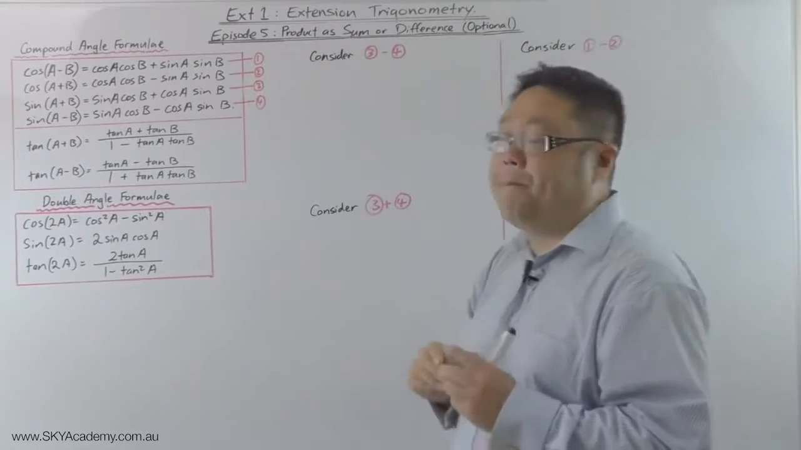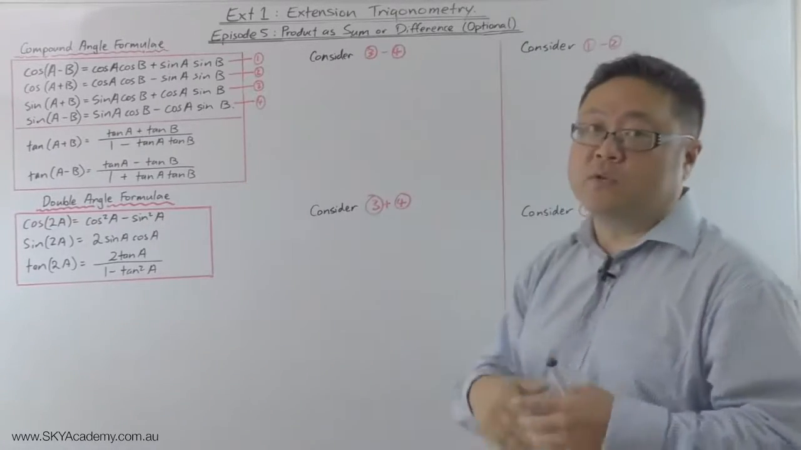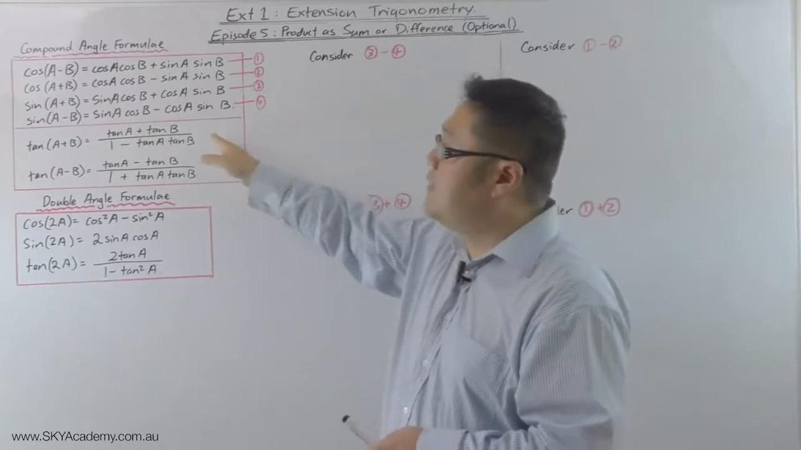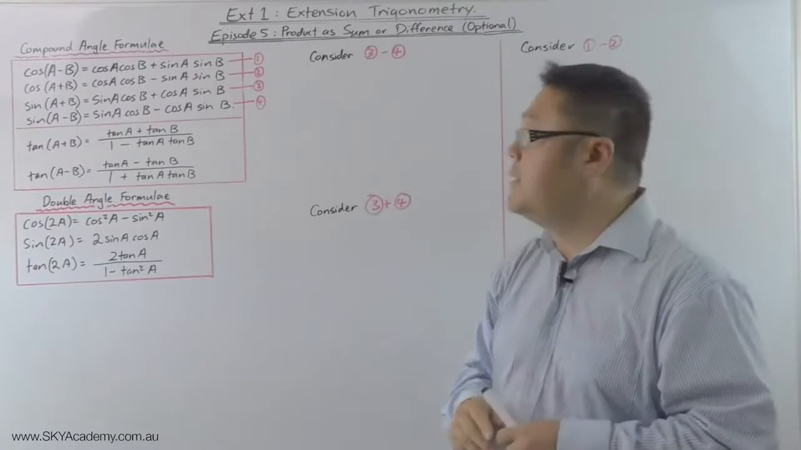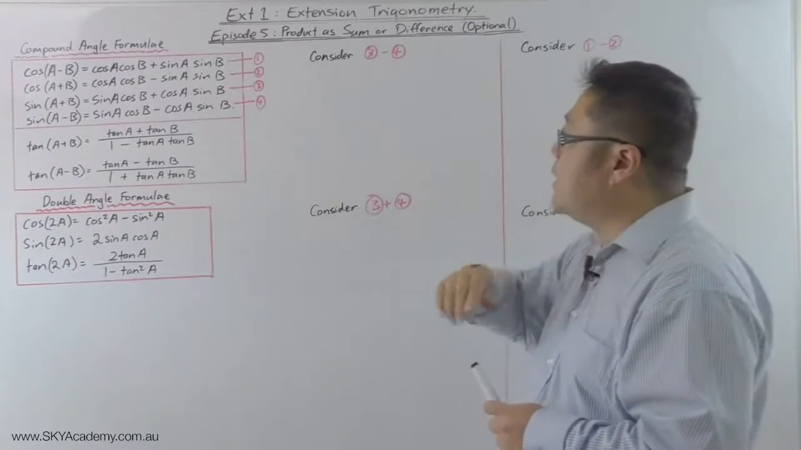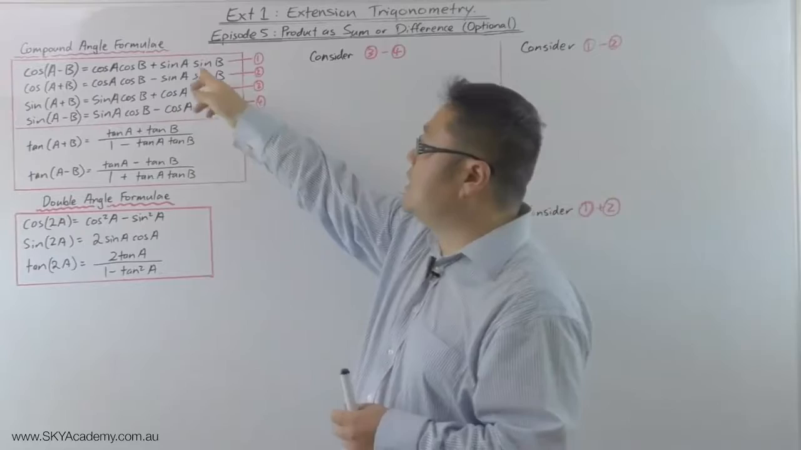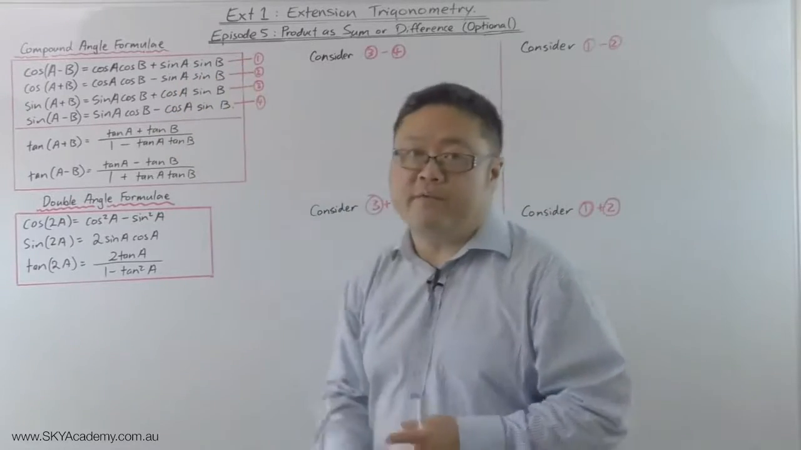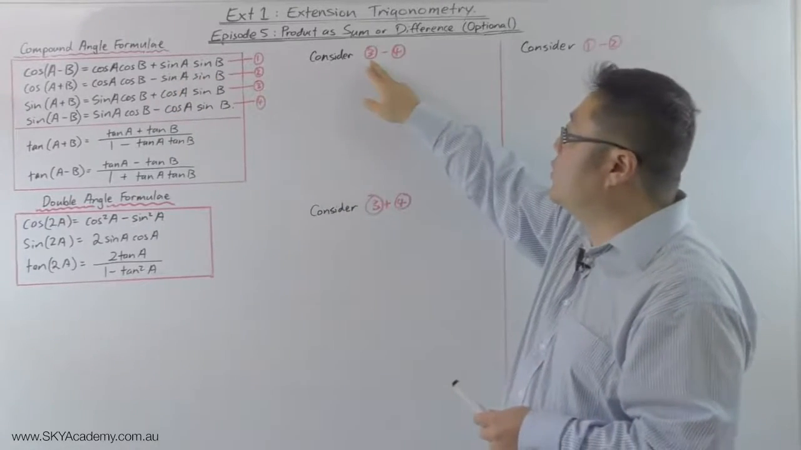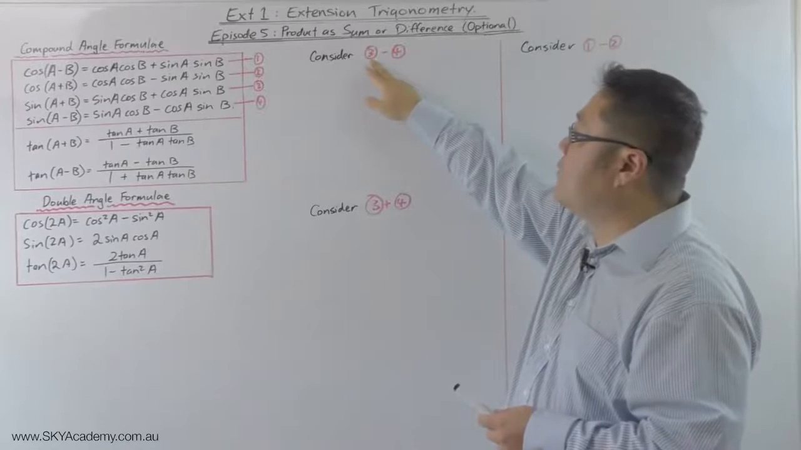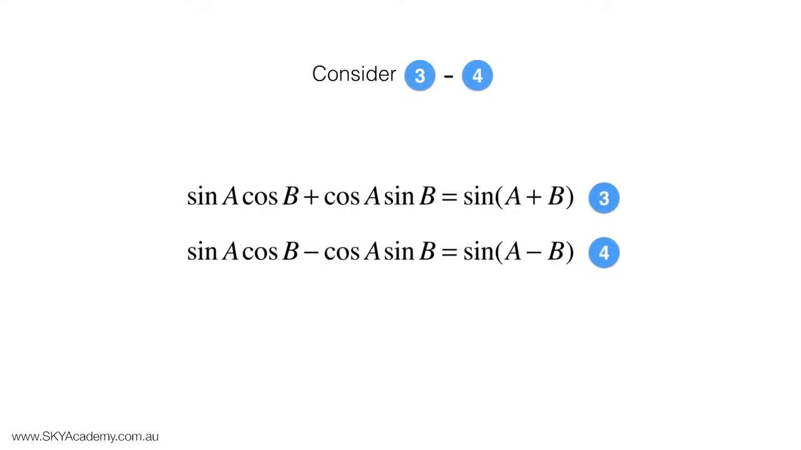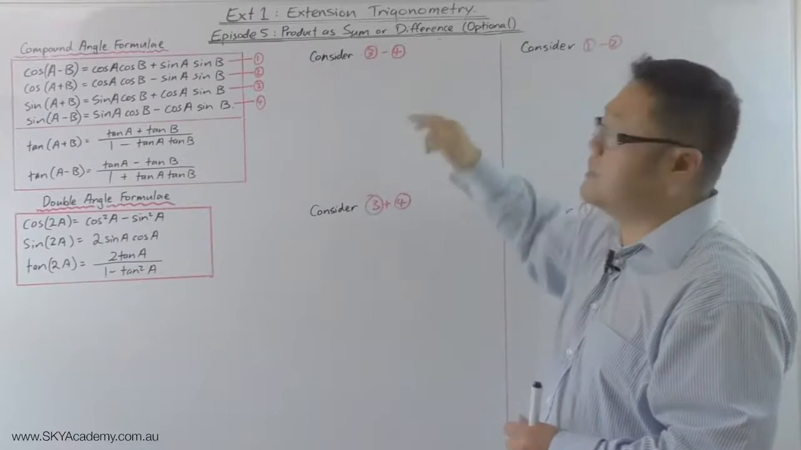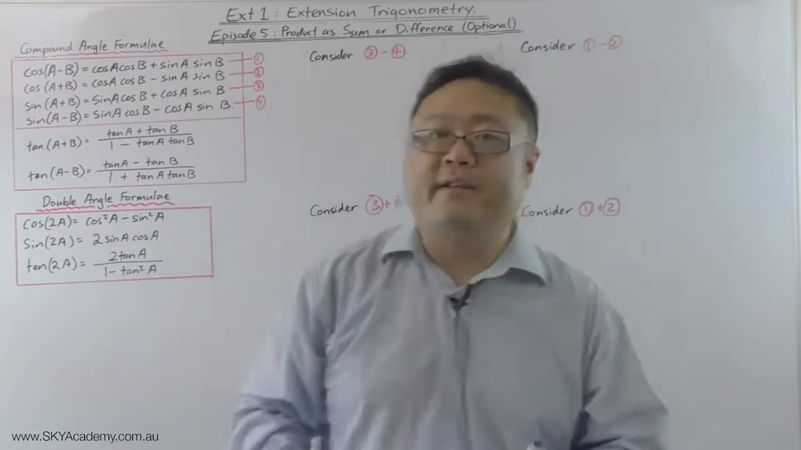Really, the basis for deriving these formulas comes from understanding our compound angle formulas. So let's have a look. I've labeled each of these compound angle formulas as 1, 2, 3, and 4. What we're going to do is look at what happens when we take formula 4 away from formula 3. When we do that, we end up getting another formula, being one of the product as sum or difference formulae.